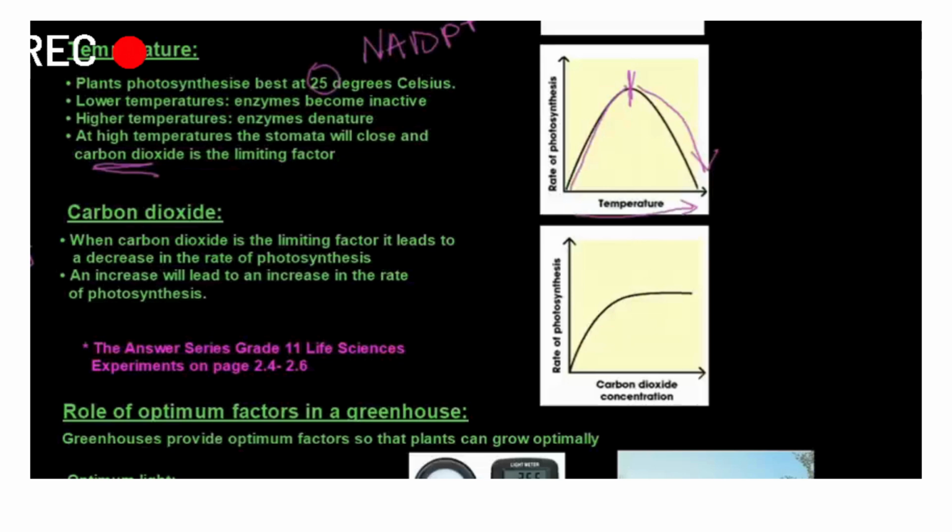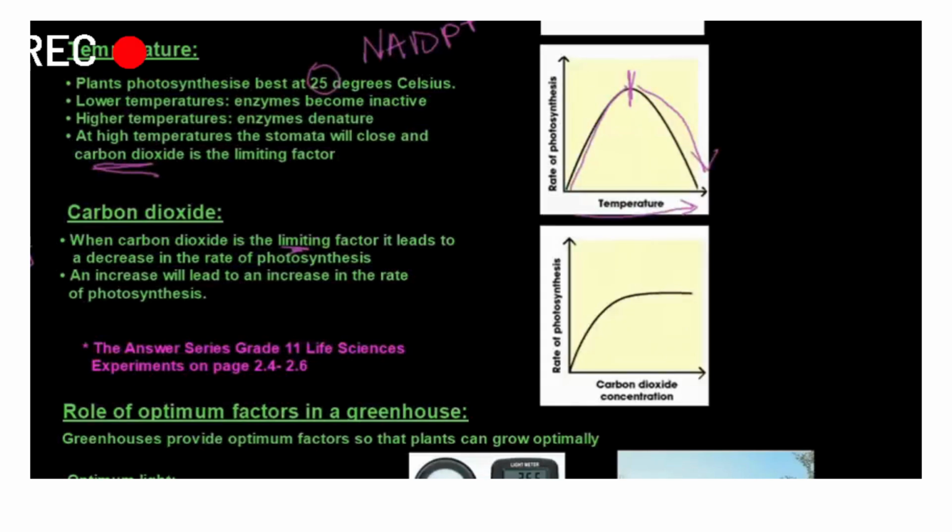The next factor is carbon dioxide. When carbon dioxide is the limiting factor, it leads to a decrease in the rate of photosynthesis, but an increase will also lead to an increase in the rate of photosynthesis. Remember, if it's the limiting factor, if there's more of it, the plant can photosynthesize more because it is a requirement for photosynthesis to take place.